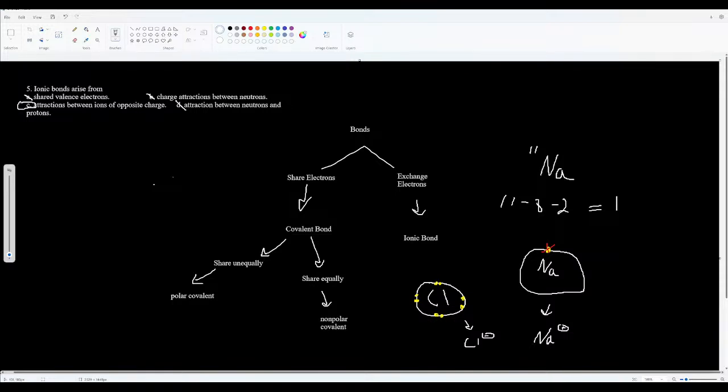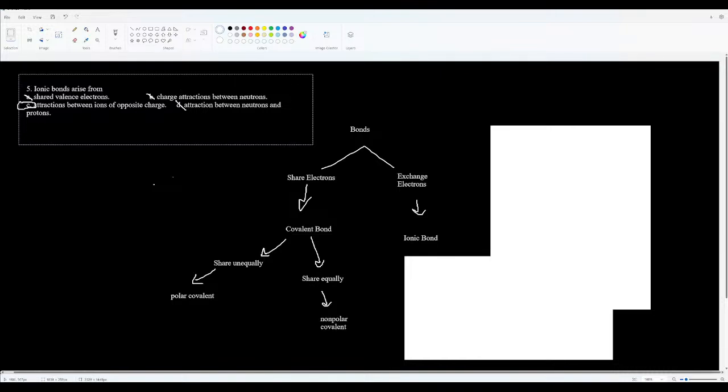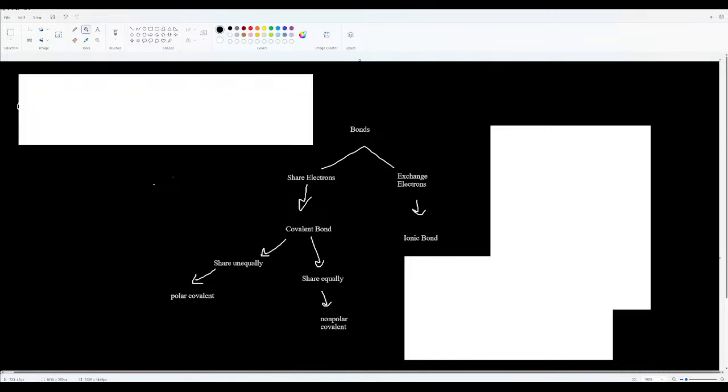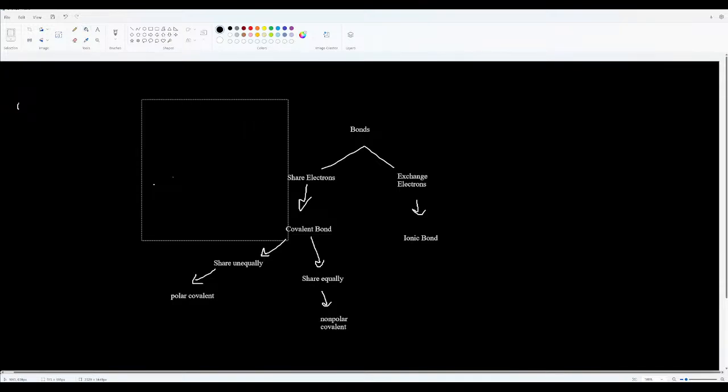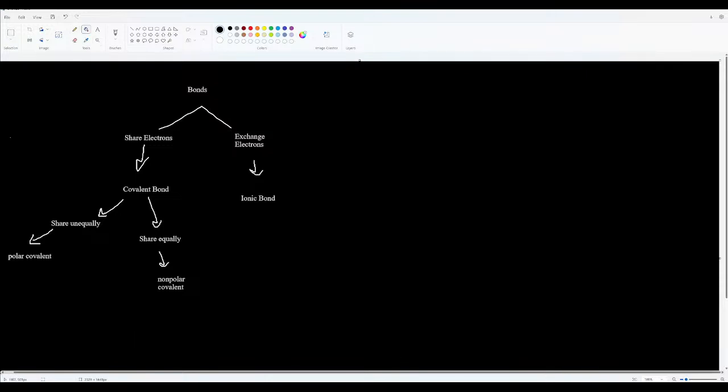So, moving on. While we're on the topic, let's go over covalent bonds. So let's just go ahead and delete this question, because we're no longer talking about it. We were just talking about the full exchange of electrons, and that's an ionic bond. So what about a covalent bond? What is a covalent bond?